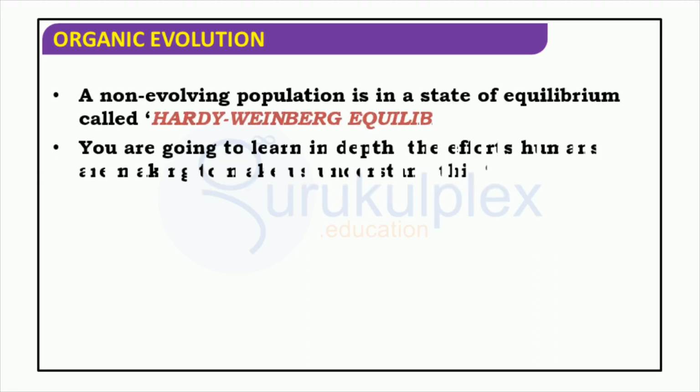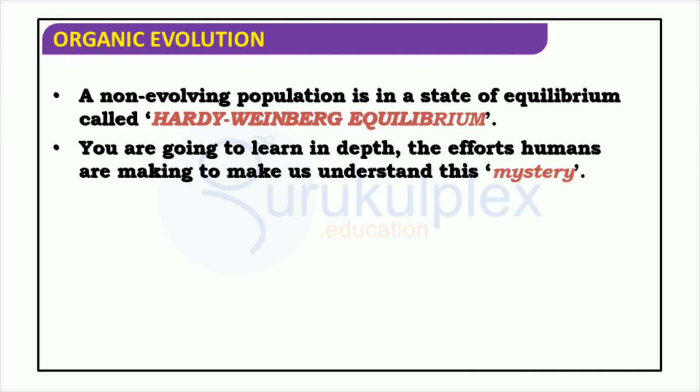Our human population is in a constant state of change, but there are times when it reaches an equilibrium called the Hardy-Weinberg equilibrium. In this state, there are no evolutionary changes. While this may appear to be a mystery, in this presentation you are going to explore the efforts of scientists to explain this phenomenon. Discover the complexities of the Hardy-Weinberg equilibrium and how scientists are striving to understand it.